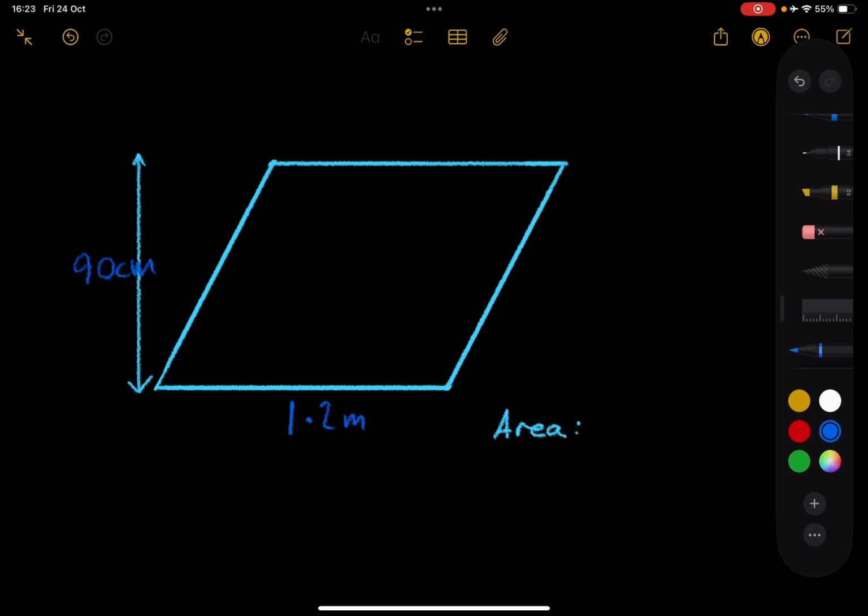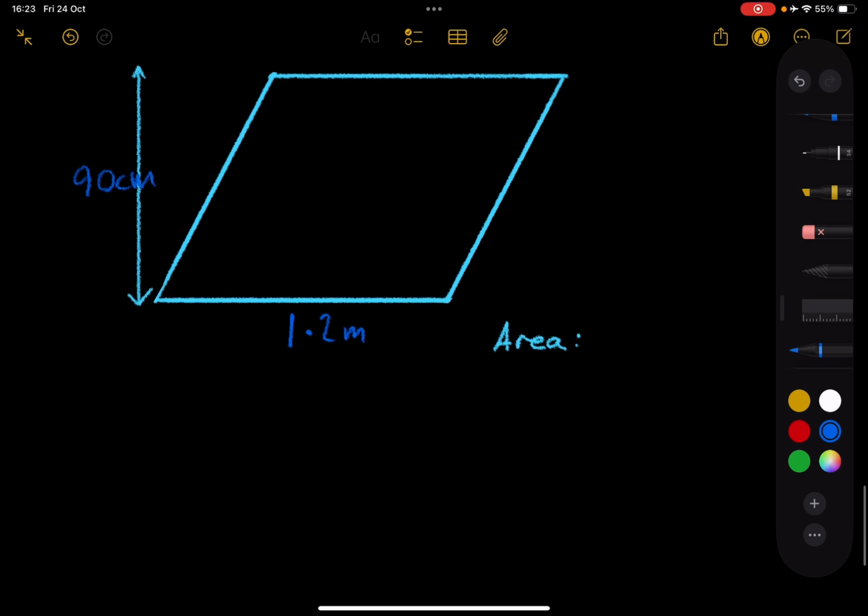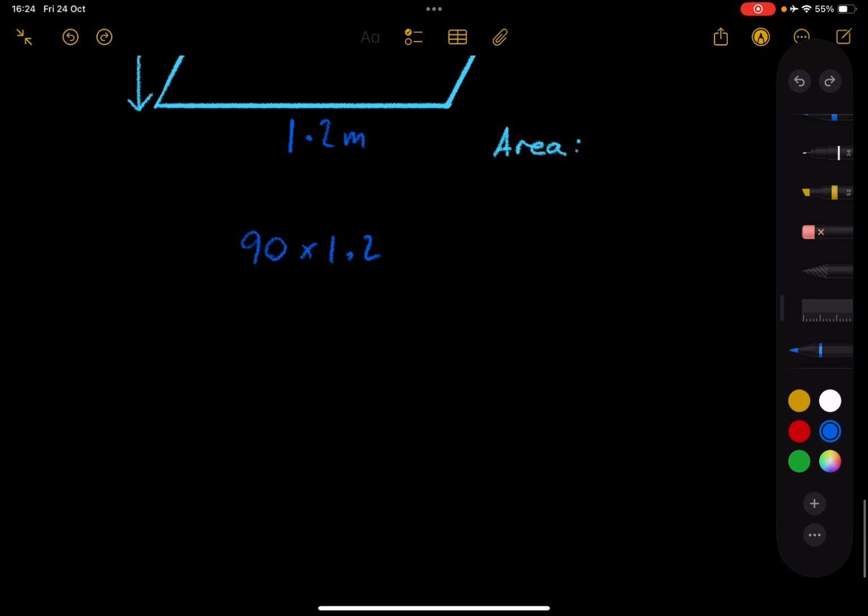So again, a lot of the time when we go too fast, we just take the numbers right in front of us and just start using them. But we're going to make mistakes if we go too fast in these things, especially if we go 90 times 1.2, because that kind of suggests that this side is much longer than this side, but it's not. What we need to do then is make sure that we're using the same units. Now, there's two ways we can go on this.